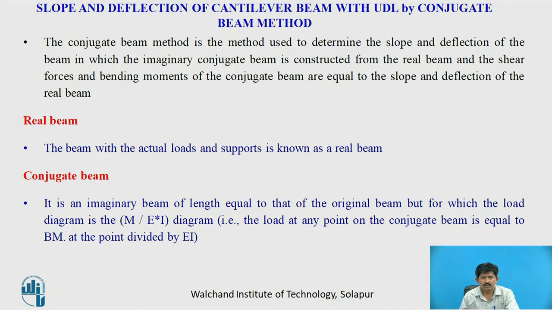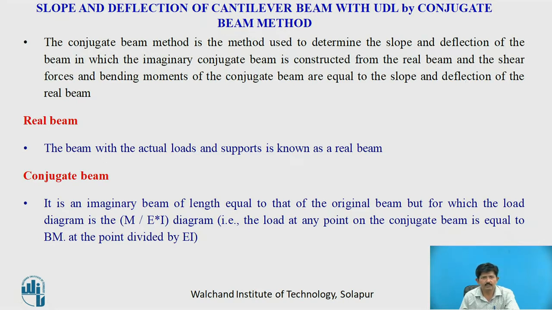Now, what is a conjugate beam? The conjugate beam method is the method used to determine the slope and deflection of the beam, in which an imaginary conjugate beam is constructed from the real beam, and the shear force and the bending moment of the conjugate beam are equal to the slope and deflection in the real beam.